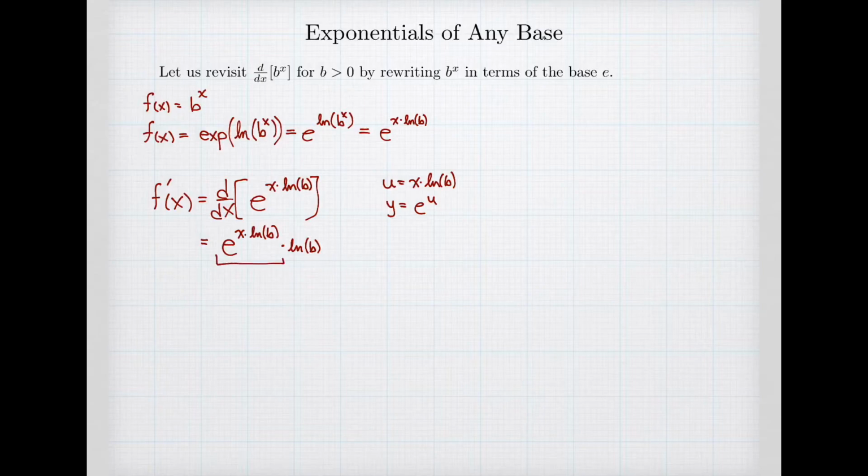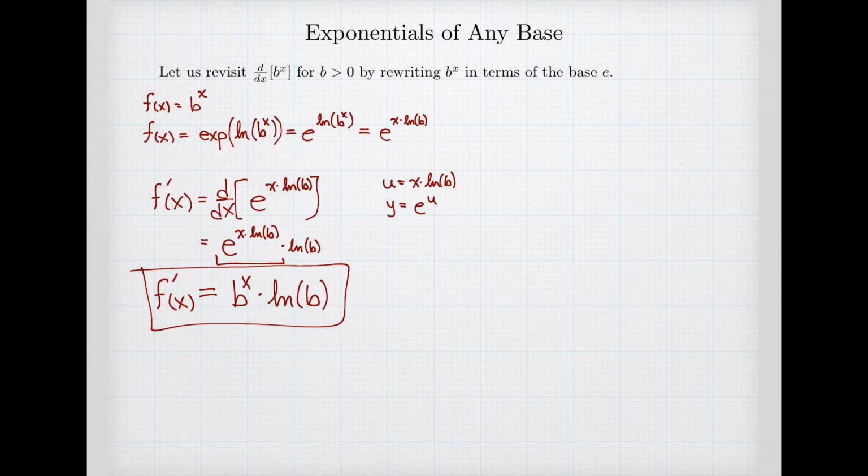All that's left is I'm going to go back and use the original expression for f of x, because f of x could be written as e to the x ln b, or the original form b to the x. And so we've found it. We found the derivative of b to the x. The derivative is b to the x times the natural logarithm of the base.